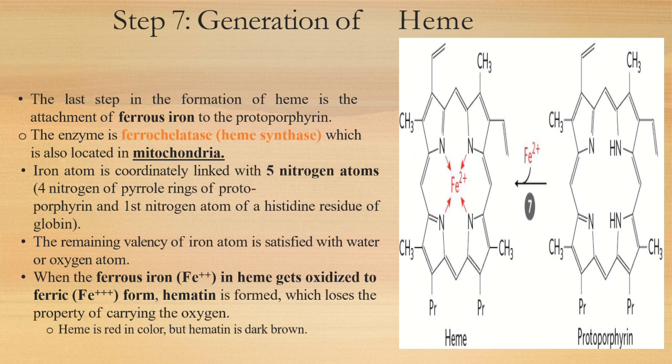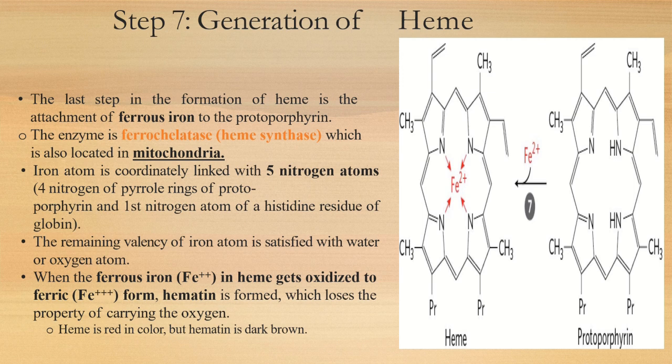Step 7, generation of heme. The last step in the formation of heme is the attachment of ferrous ion to the protoporphyrin. The enzyme is ferrochelatase or heme synthase, which is located in mitochondria. Iron atom is coordinately linked with 5 nitrogen atoms, that is 4 nitrogens of pyrrole rings of protoporphyrin and first nitrogen atom of a histidine residue of globin. The remaining valency of iron atom is satisfied with water or oxygen atom.